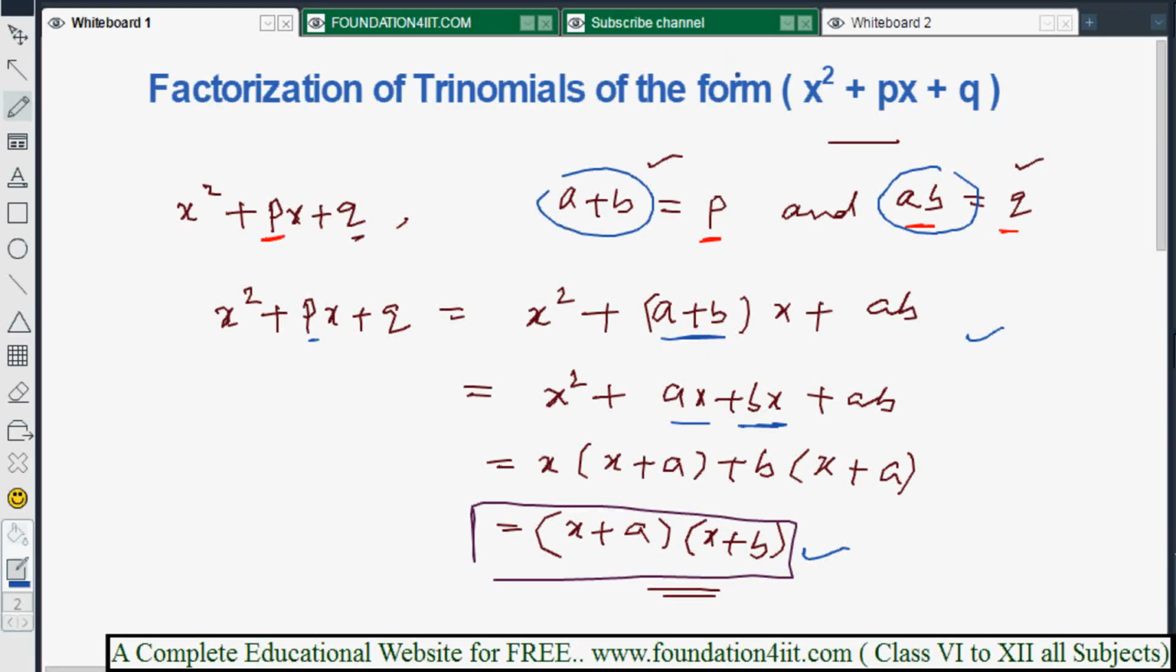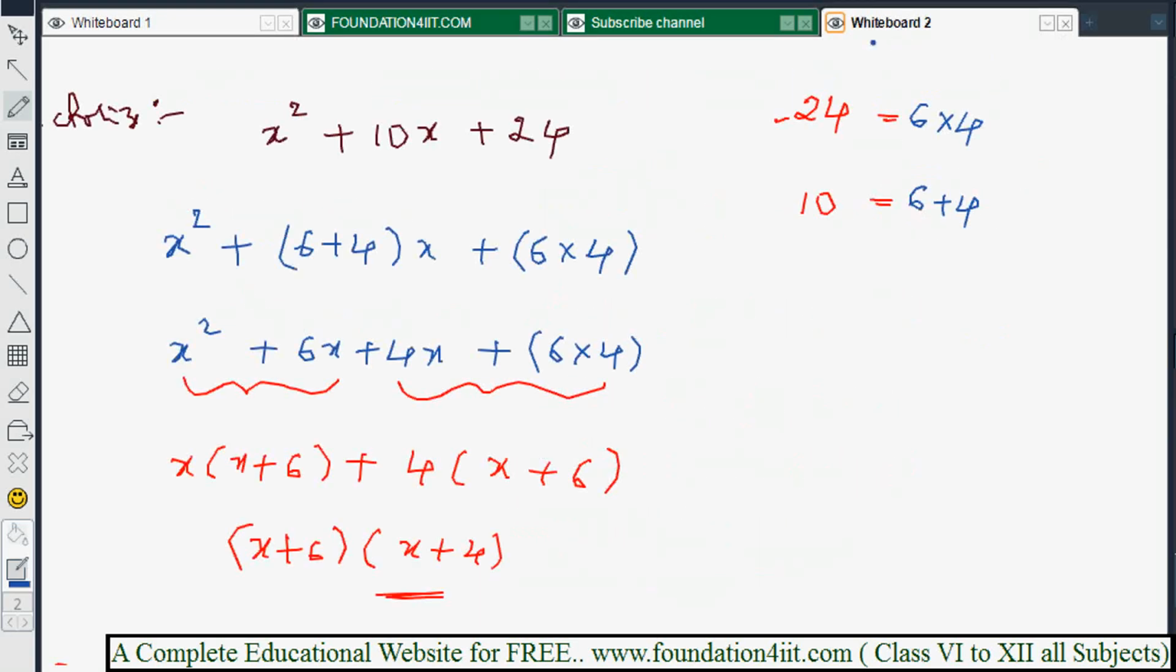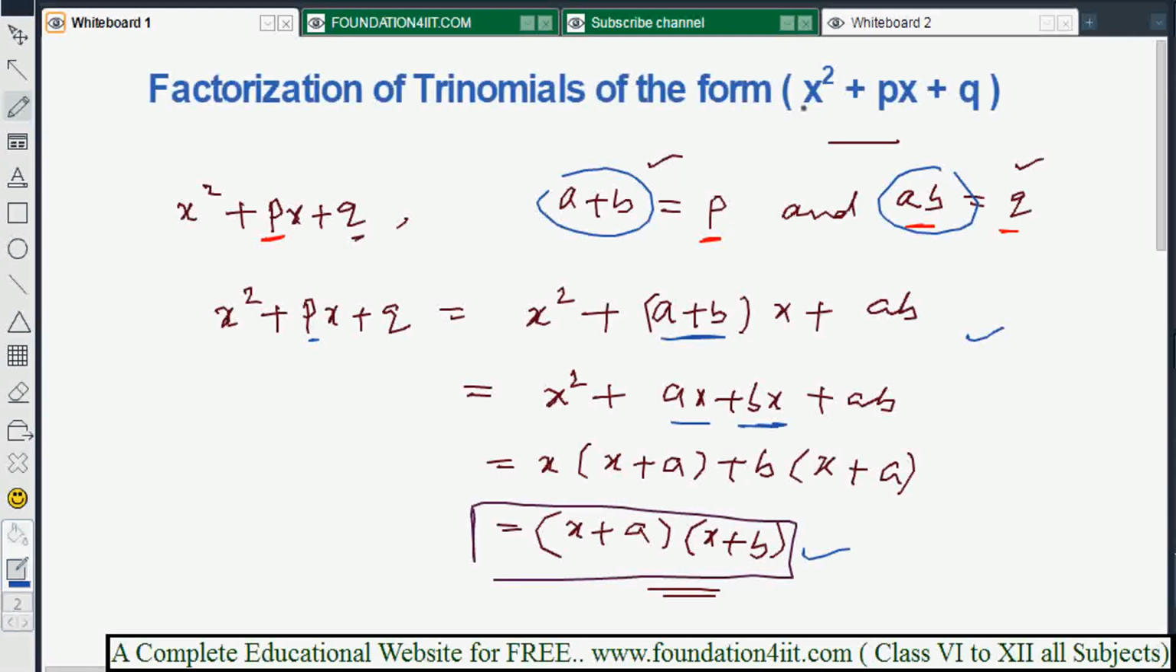This way we can solve factorization of trinomials of the form x square plus px plus q. Now if you observe these problems, the x square coefficient is only 1. In case x square also has some coefficient, and x also has a coefficient, and there is a constant, how to solve such types of factorization, I'll explain now.